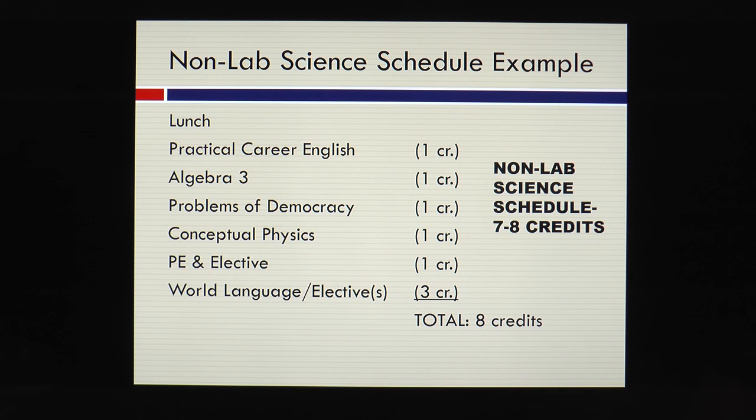This is a non-lab science schedule example. You can schedule between 7 and 8 credits if you have a non-lab science. If you have 7 credits, you will have 2 semester study halls. If you have 7.5 credits, you will have 1 semester study hall. And if you have 8 credits, you will have no study halls.